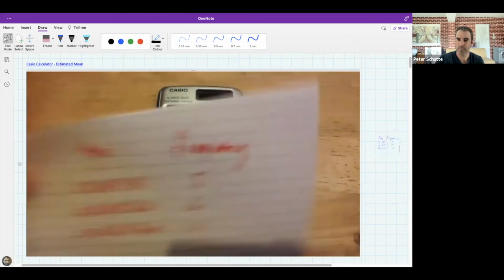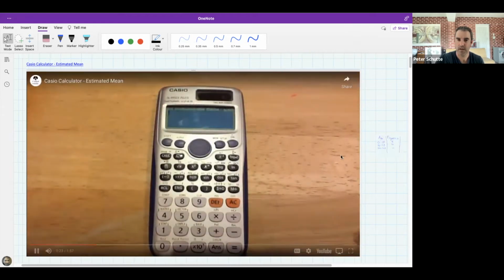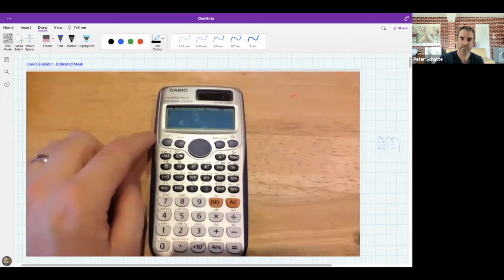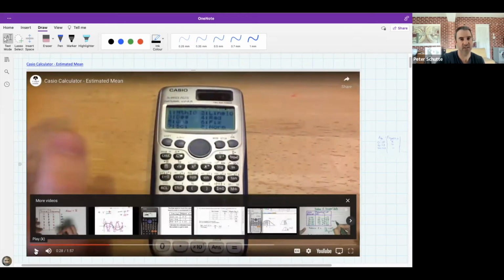So first of all, we're going to get our Casio calculator. I'm using the FX991ES, but it can be any modern Casio. And first of all, we're going to need to enter setup. So we're going to press shift and setup.